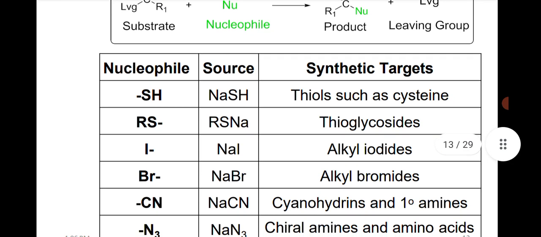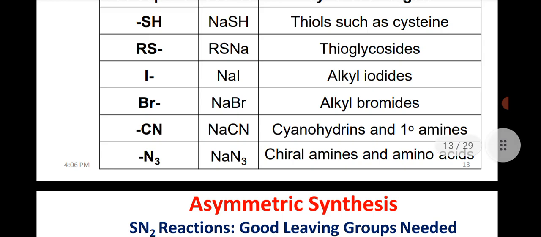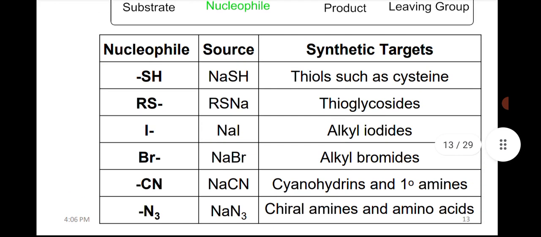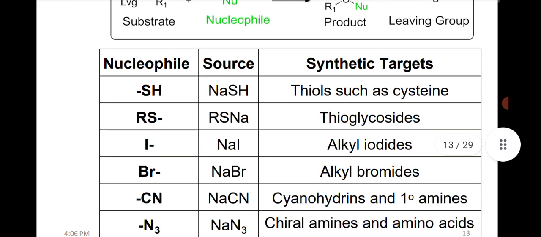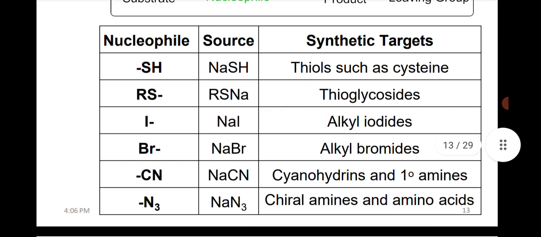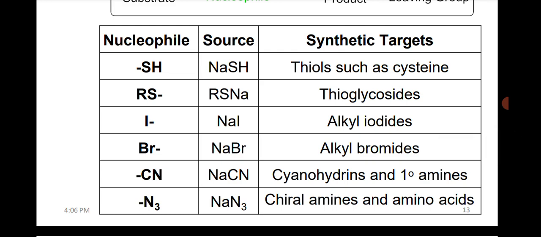Here we have the synthetic targets: SH, that is sodium SH, RSNa, that is the thiols such as cysteine, thioglycosides, alkyl iodides, alkyl bromides, and cyanohydrin, and the primary amines, and the azide, that is chiral amines, or amino acids. These are the sources or the synthetic targets of the nucleophile, depending upon their strength.